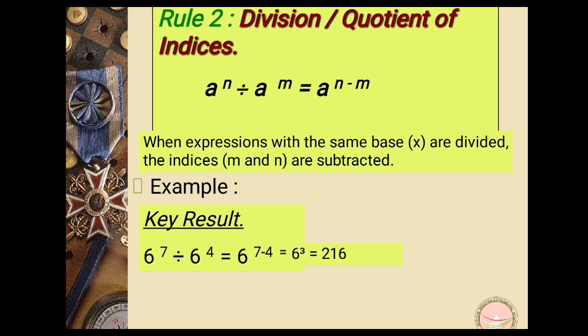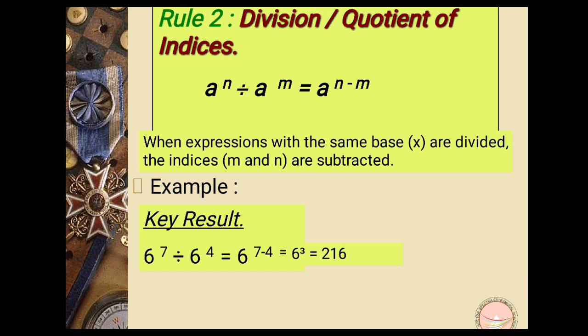So now let's move to the division rule of indices, and we can also call it the quotient rule of indices. This law is needed when expressions with the same base are divided. Then the indices m and n are to be subtracted. The division rule of indices is applied when expressions with the same base are divided. The indices m and n are to be subtracted.